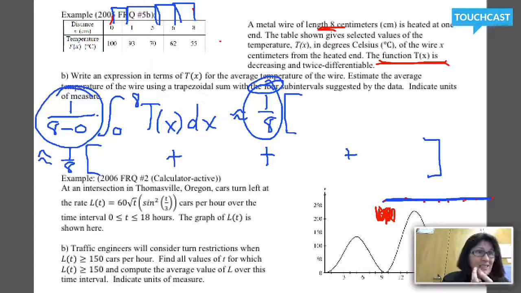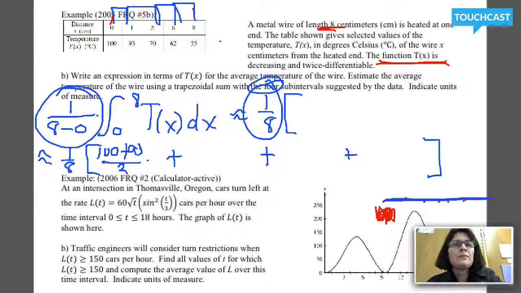The width is the distance, the change between the input values, so in this case, between the x values. So I'm going to multiply. My 2 heights are 100 and 93, so I'm going to take their average. That's 100 plus 93 over 2. I'm going to multiply that by the distance between 0 and 1, which is 1. For my next trapezoid, my 2 heights are 93 and 70, so I'm going to take their average, 93 plus 70.